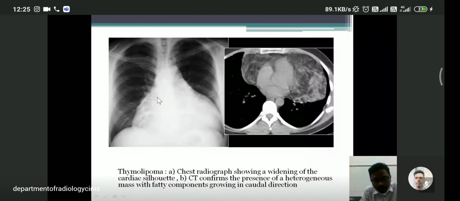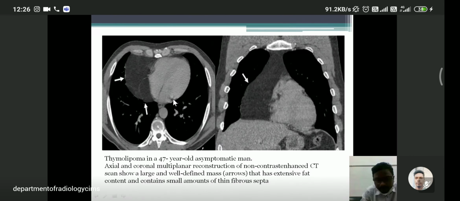So look at this. It will appear as if there is a pericardial effusion. You will find the same picture in pericardial effusion. But when the CT was done, we found there is a heterogeneous mass lesion surrounding the heart, and these hypodense lesions represent the fatty component. So this was a case of thymolipoma that mimics pericardial effusion in the PA view.